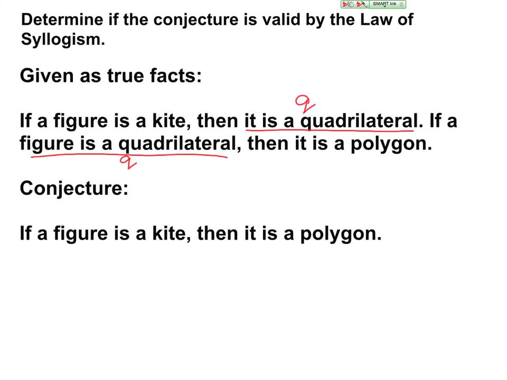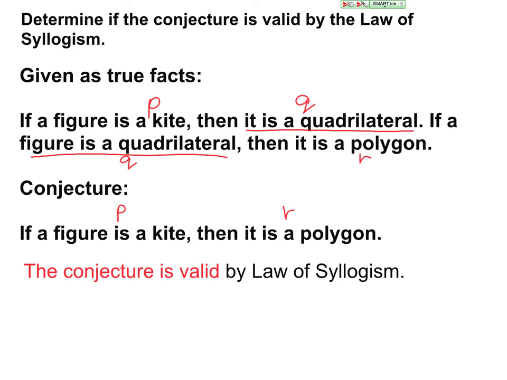So looking at the notes, wouldn't kite be P, because I called one sentence if P then Q, and the other one if Q then R, so R is being a polygon. With me? Okay, so what's this valid conclusion supposed to be made out of? What's the if-then? Not Q and R, look again. The conclusion part is supposed to be P and R. So is this, if P, then R? So notice how that fits what was up there. If P, then R, so that is a valid conclusion or statement by law of syllogism.